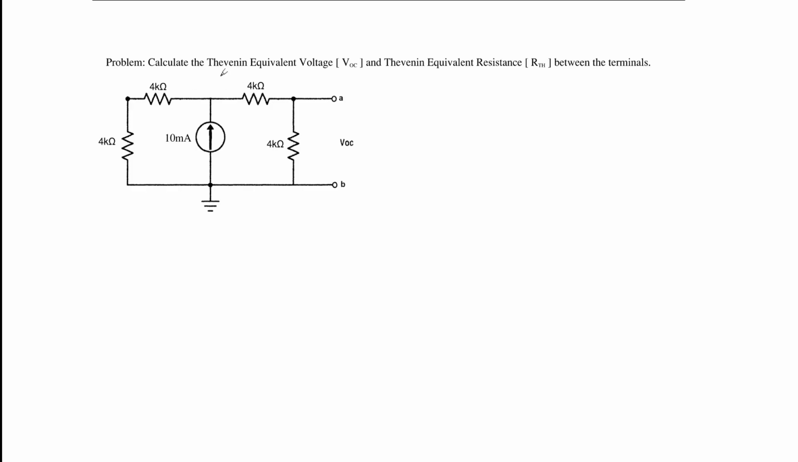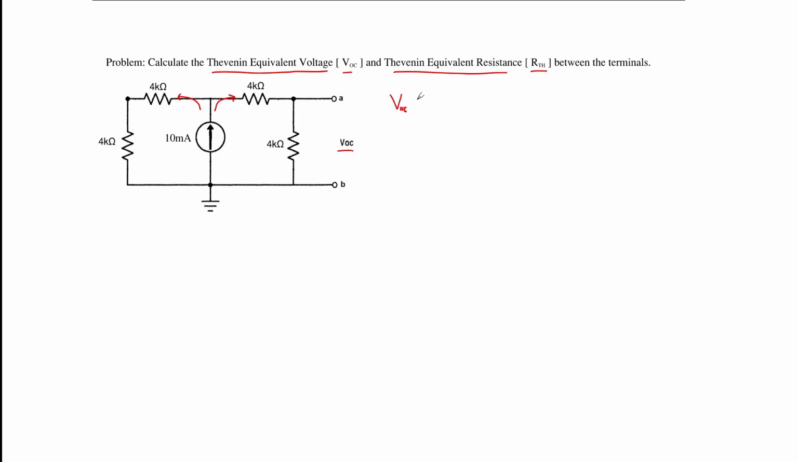For this problem, we are asked to calculate the Thevenin equivalent voltage, VOC, as well as the Thevenin equivalent resistance, RTH. This equals the voltage across the terminals A and B. Here we have a constant current source feeding two separate branches. Thus, we can identify this as a current divider circuit and solve accordingly. We have the current flowing through branch A and B, so let's dive in.